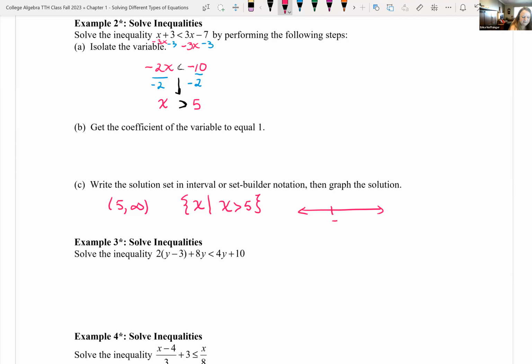For the graph, on the number line, find 5. We're going to put an open parenthesis, and then we're shading everything to the right.